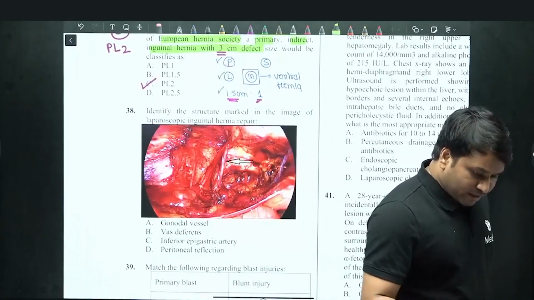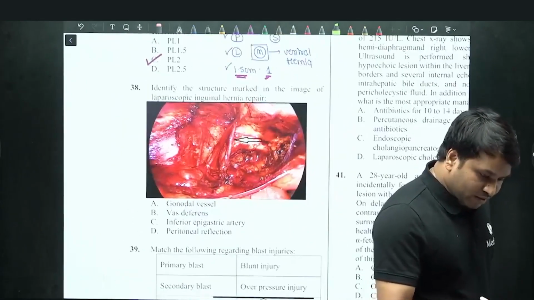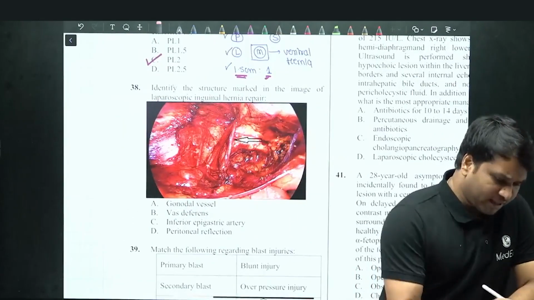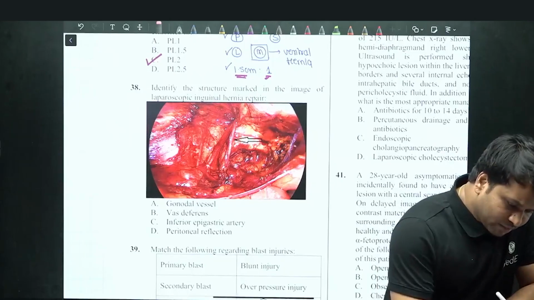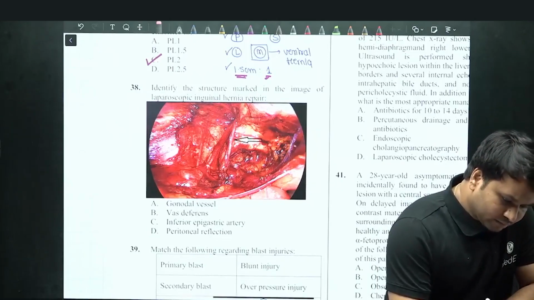Identify the structure marked in the image. So if I decode this for you, now this is basically your triangle of doom. If I simply give you the idea behind it.